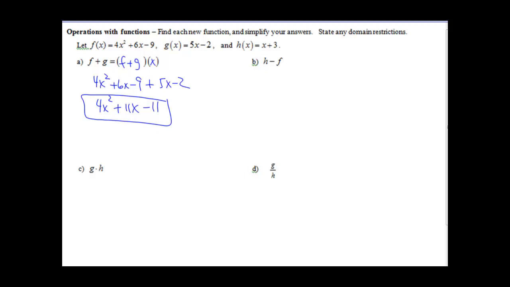Let's do D. G function on top. So 5x minus 2. The H function, which is x plus 3, which we have here. Notice, we don't have a radical, but we do have a denominator. Remember, the denominator cannot be equal to 0. So we'll go x plus 3 cannot equal 0. x cannot equal negative 3. So we have this domain, x is such that we can have all real numbers and x cannot equal negative 3. Hit pause, do the last two.